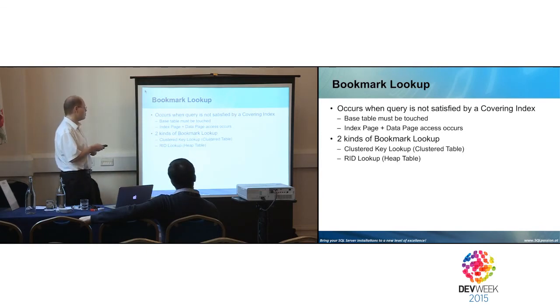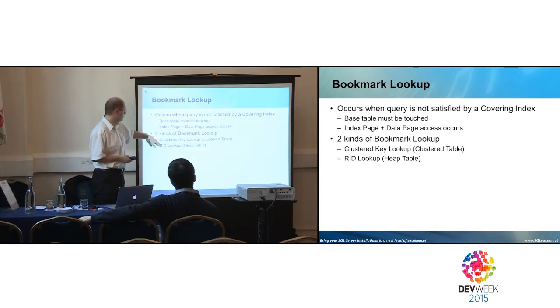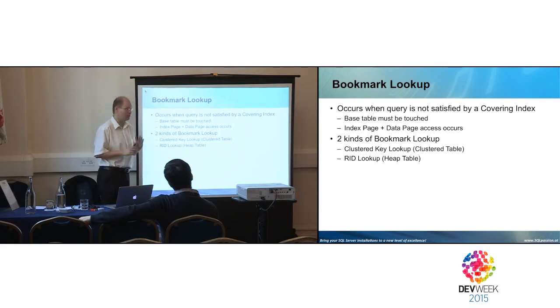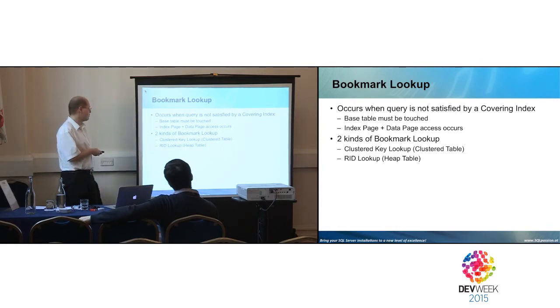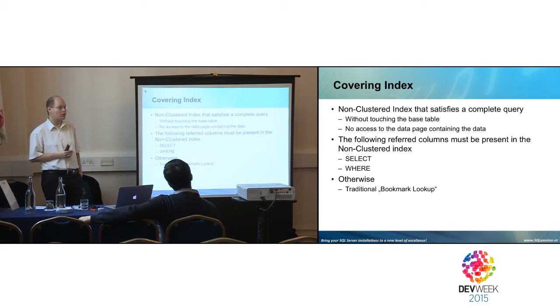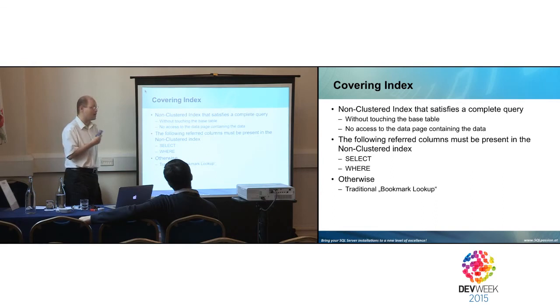When we deal with a bookmark lookup, we have two kinds of bookmark lookups in SQL Server. We have a so-called clustered key lookup. That kind of bookmark lookup is performed by SQL Server when we deal with a clustered table, so a table with a clustered index. If we deal with a heap table, a table without any clustered index, then we have a so-called row identifier lookup in our execution plan. As we will see later, we can eliminate bookmark lookups very, very easily in SQL Server by creating a so-called covering index.